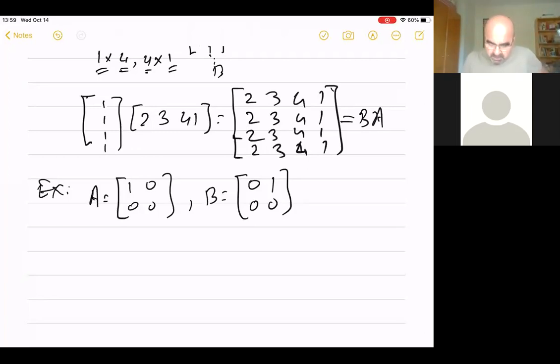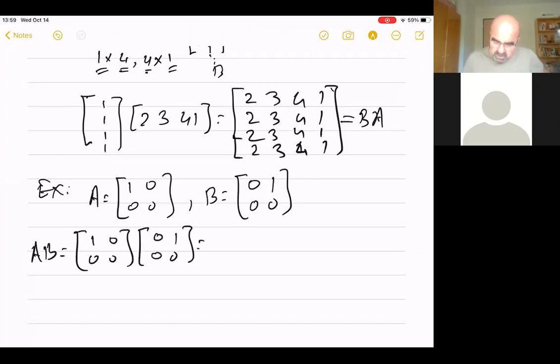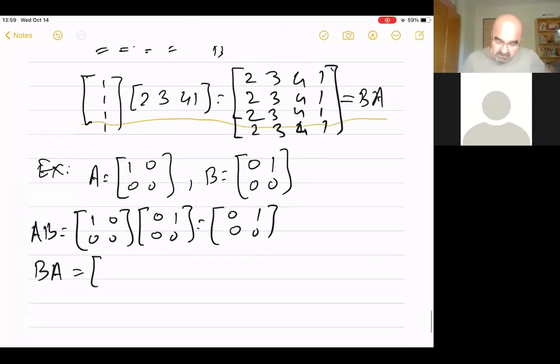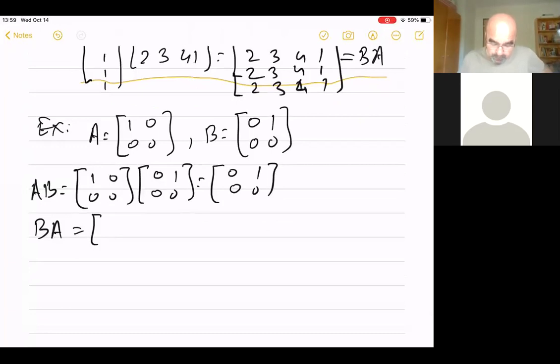So in this example, A times B is 1, 0, 0, 0, 0, 1, 0, 0. That is 0, 1, 0, 0. But if you look at B times A, they're all 2 by 2 matrices, so both of them are defined. 0, 1, 0, 0.